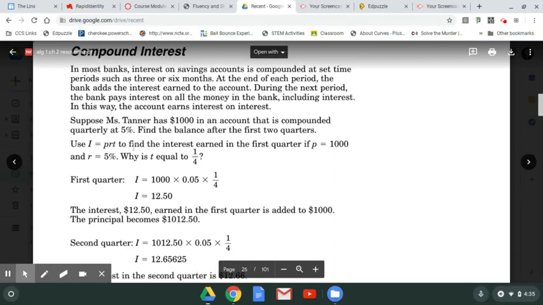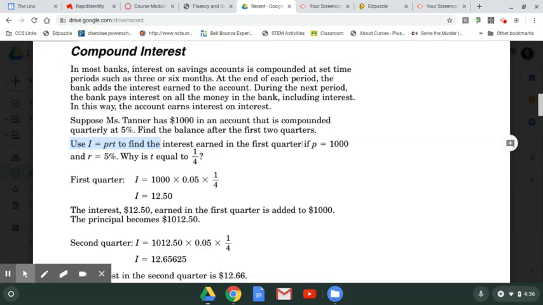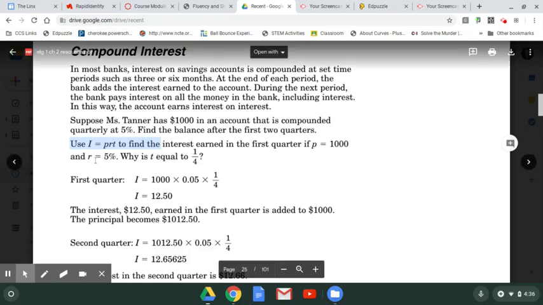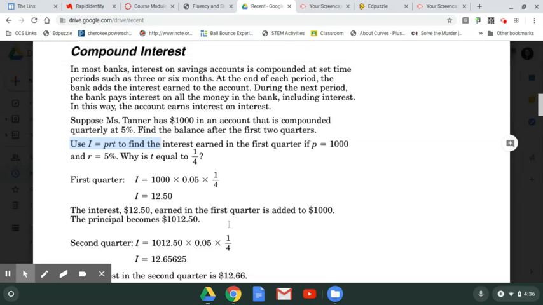So I want to look at compound interest. Here is the formula for compound interest right here. Okay, it's I equals PRT to find the interest earned in the first quarter if P equals 1,000 and R equals 5%. Now I'll get back to the T.